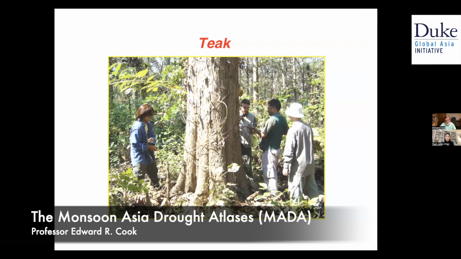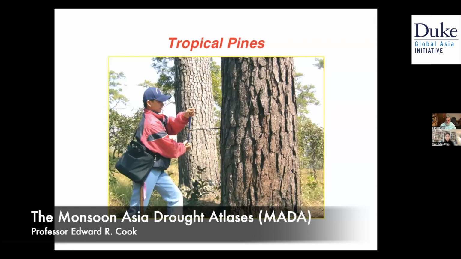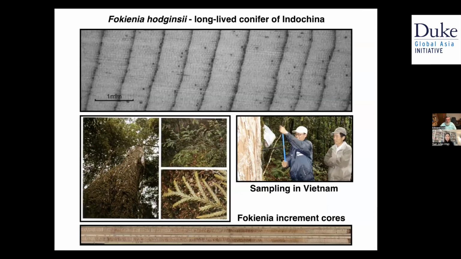Here's one example, teak, from Thailand, tropical pines again. A great discovery by Brendan Buckley in the central highlands of Vietnam, a long-lived conifer that survived the Vietnam War. It was quite remarkable. The area was never impacted significantly by any of the wartime activities there. This is Fokienia hodginsii. The point is that it grows for 1,000 years or more.